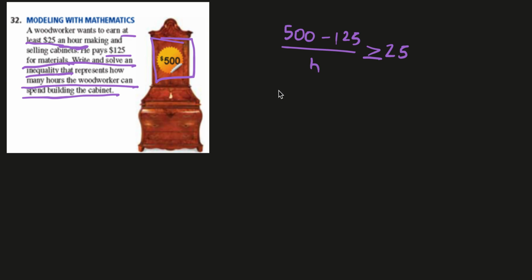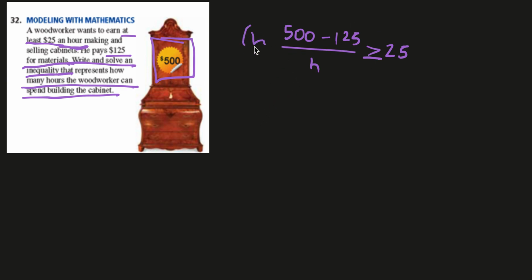So 500 minus 125 over h represents how much the woodworker makes in an hour. And that's supposed to be greater than or equal to 25. And we have this in terms of h, how many hours the woodworker can spend building the cabinet. So this works out, right? This is our inequality. So let's solve it now.